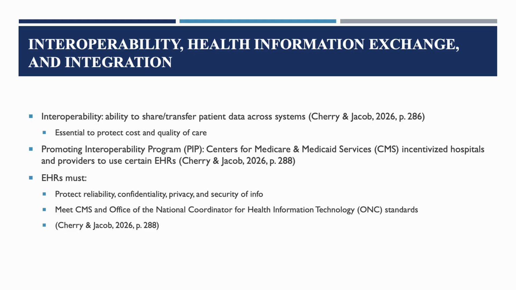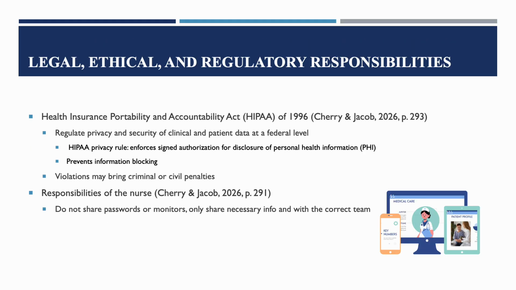To protect this continuity of care and prevent lost information, the Centers for Medicare and Medicaid Services have a program called the Promoting Interoperability Program, which incentivized hospitals and providers to use certain electronic health records to promote this sharing of information. The federal government and health insurance plans are the biggest influences on electronic health record adoption and integration. Along with prioritizing this interoperability, EHRs must protect reliability, confidentiality, privacy, and security of information, and meet CMS and ONC standards. Legal, ethical, and regulatory responsibilities.